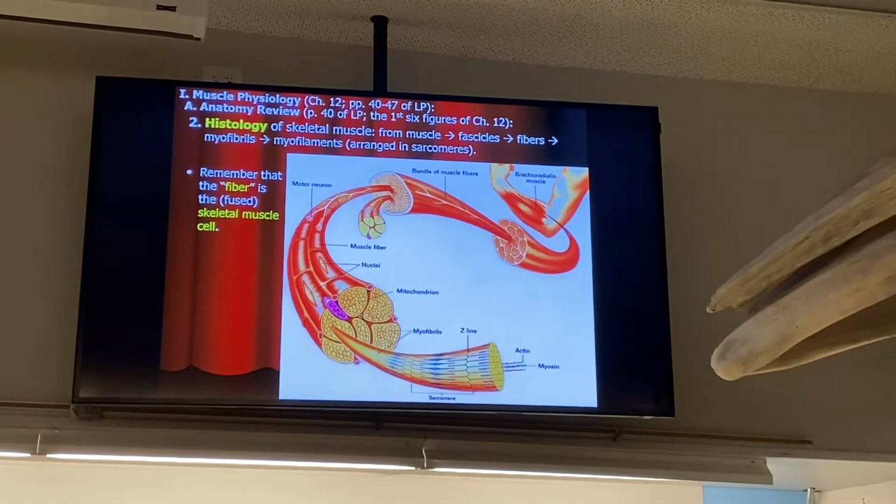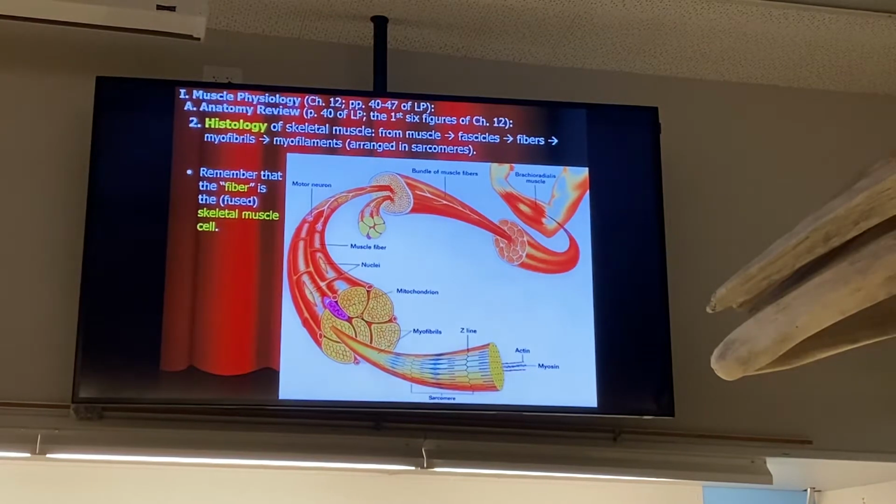Within the muscle fiber, there are columns of contractile proteins. Those are called myofibrils. And within the myofibrils, we'll have two different types of myofilaments, thick and thin. And how they are anchored on these Z lines produces these repeating patterns we call sarcomeres.